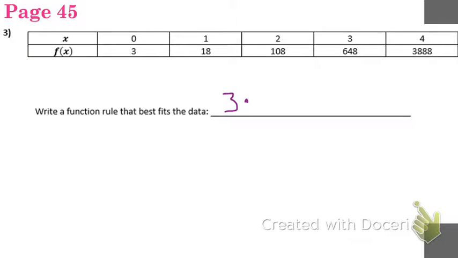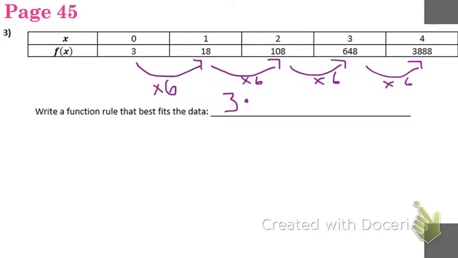It's 3 times something. So let's look from 3 to 18. What do we multiply 3 by to get 18? 6. And then, to be safe, you can double check with your calculator. 18 times 6 is going to be 108. Yeah, it's 108. So on and so forth. Okay? So what's our multiplier? 6. Times 6. Yep. And then to the x power. So 3 times 6 to the x power.